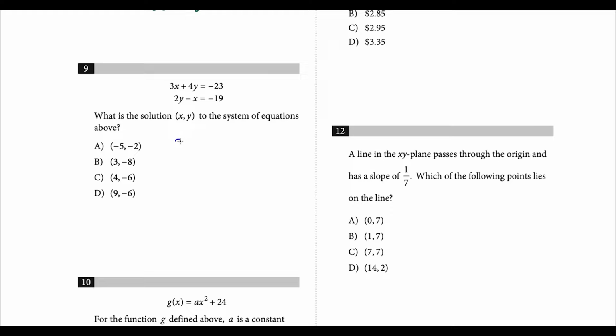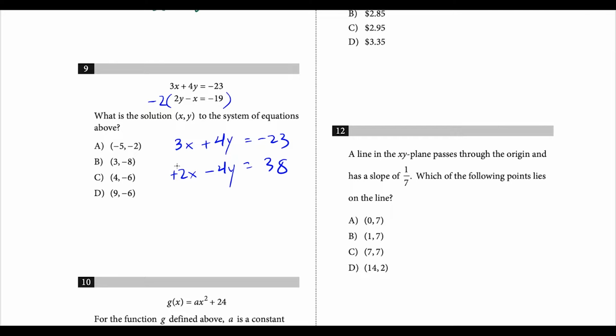Question 9, we have the option of just plugging in all the answer choices to see which one checks out. But honestly, I find it to be a little bit faster to just solve these things directly. So I'm going to write down the first equation, and what we want is for one of the variables to cancel out. So let's say I multiply this bottom equation by -2. That's going to give us -2 times 2y is -4y, and -2 times -x is positive 2x. And this is going to be equal to 38.